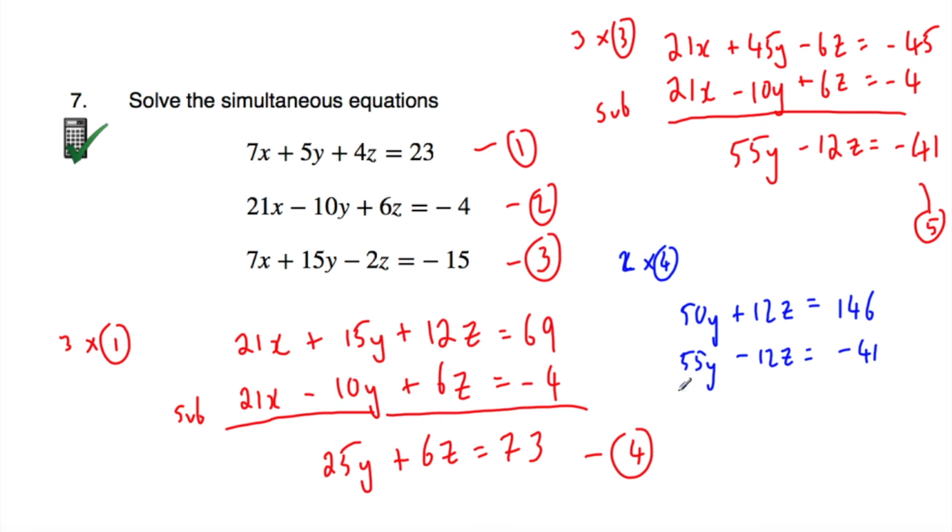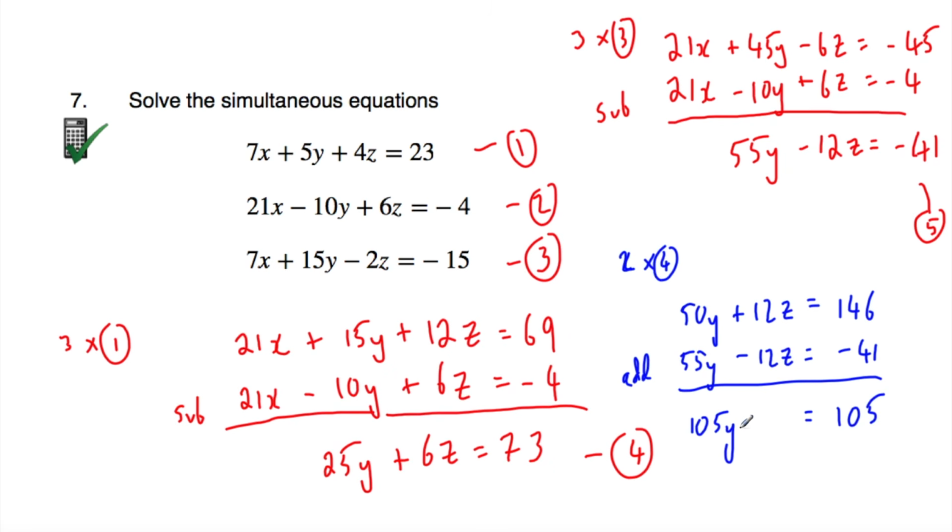Now if we add them together, that's going to cancel out the z's. So let's add them together and see what we get. 50y plus 55y would be 105y. And then we've got 12z plus minus 12z, that's going to be 0. And then we've got 146 plus negative 41. So that's going to bring us back down 41, so that's going to be 105.